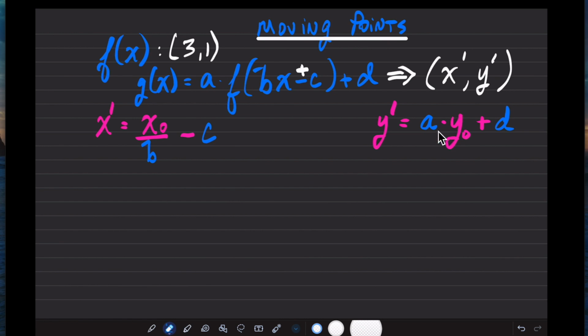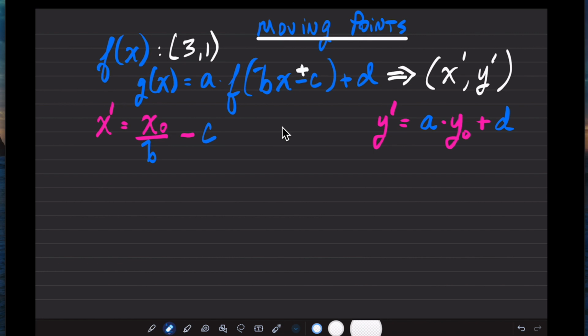The y value is more straightforward. We're going to multiply the y original value by a, and we're going to add d. And that's a plus, which means you do exactly what you see here. If this is a minus 3, you do minus 3 here. If this is plus 12, you do plus 12 here. And notice, the y value is affected by the two outside guys, and the x value is going to be affected by the inside guy as well as the c value.